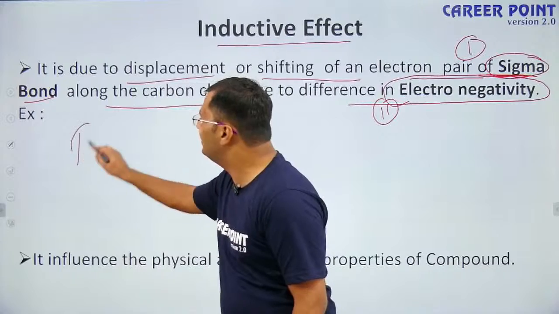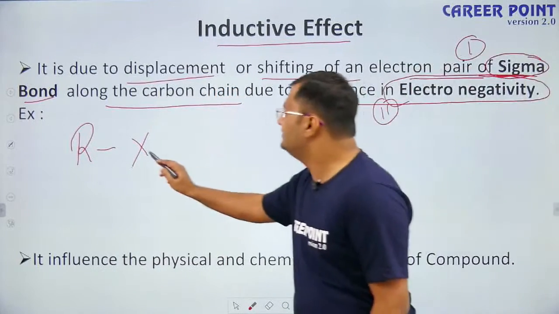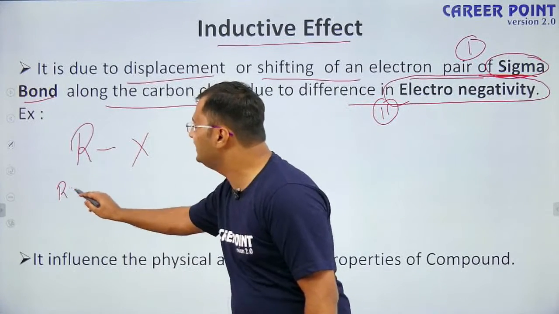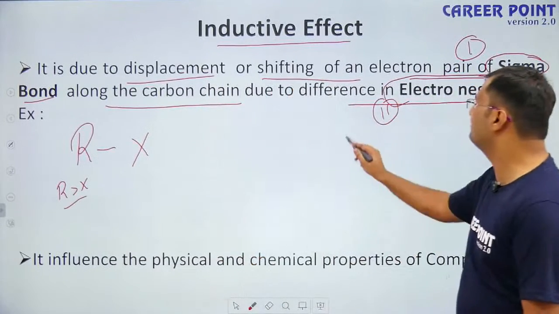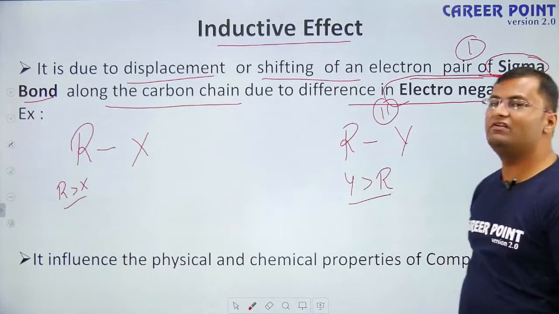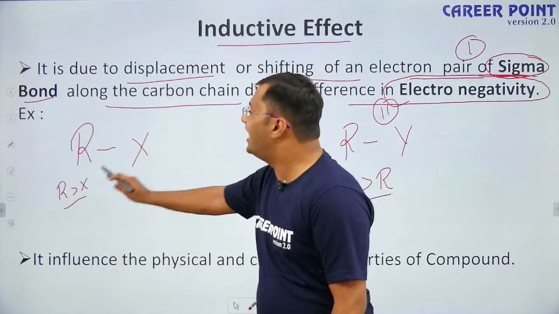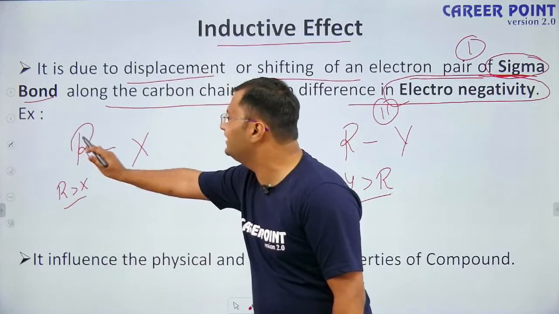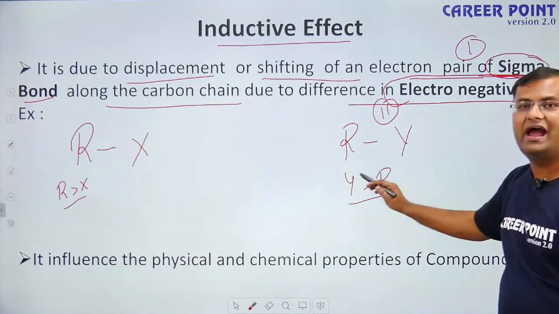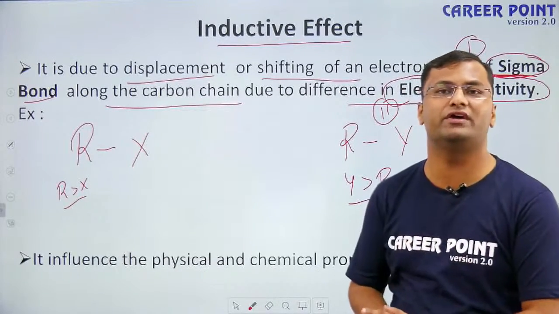Now we will take an example of any R-X. Let me say here the electronegativity of R is greater than X, and in the other case the electronegativity of Y is greater than R. We will take 2 examples. In R-X, R is more electronegative and X is less electronegative, and in the other case we have R and Y, where Y is more electronegative than R. So what cases arise and how does the inductive effect take place?